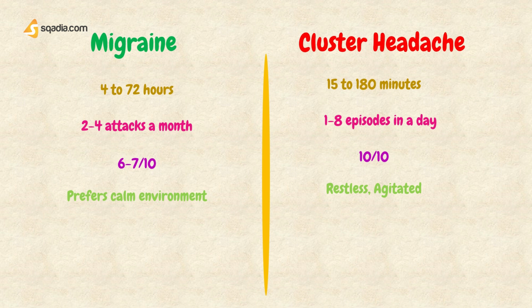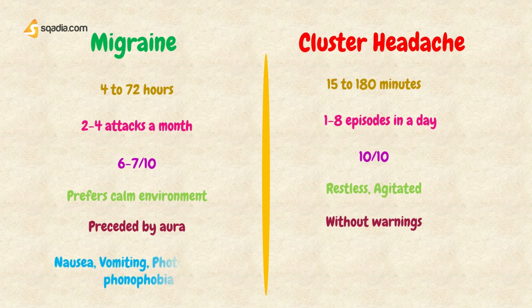Migraine is preceded by a period of aura which warns the patient, and the patient tends to take abortive medication at right time, while cluster headache usually begins without warning. Migraine patients suffer from nausea, vomiting, disliking of light and sounds, means photophobia and phonophobia, while as I told you earlier, cluster headache is characteristically accompanied by ipsilateral rhinorrhea, lacrimation and Horner syndrome.